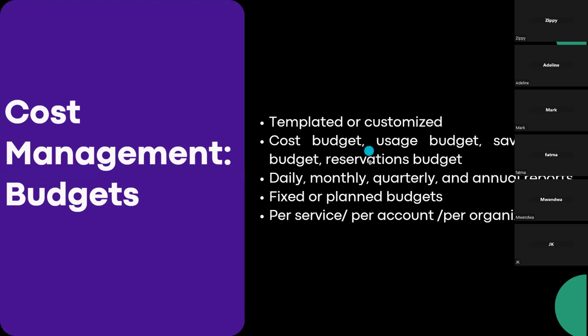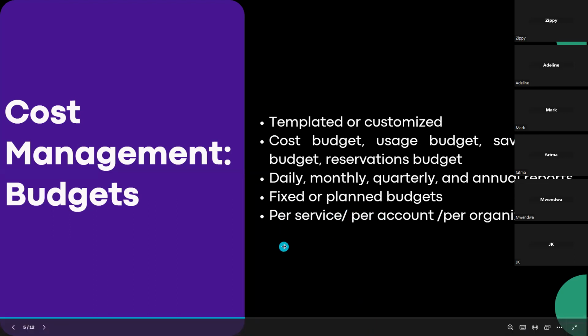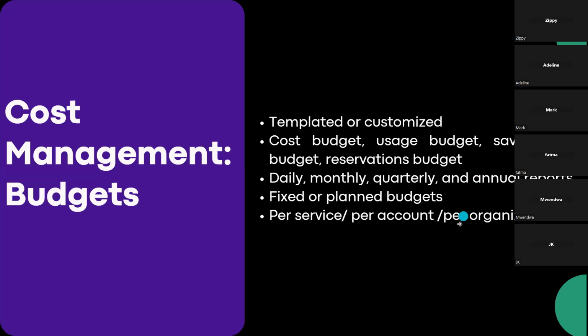Then the other key features of budgets is that you can set up the reporting to be done on a daily basis, on a monthly basis, on a quarterly basis, or annual reports. I mostly see monthly because it aligns perfectly with the billing period, the default billing period for AWS. And then you can create this budget for a single service, for an account, or an entire organization if you're running multiple accounts. So that is the first thing.